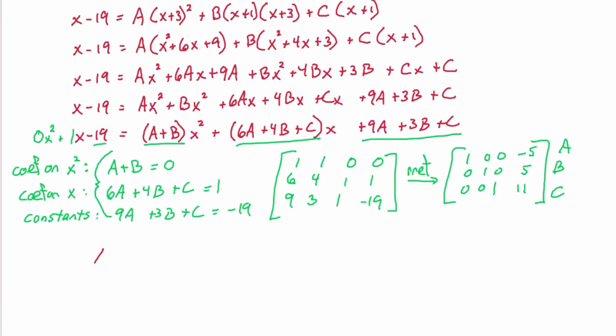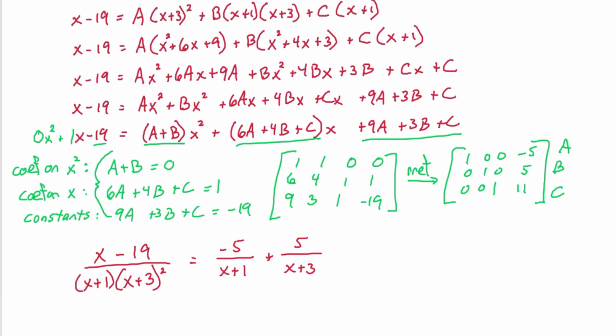Now for the answer, we'll copy the original rational expression. And this is now equal to A, which we found to be negative 5, over x plus 1, plus B, which we found to be 5, over x plus 3, plus C, which is 11, over x plus 3 squared.